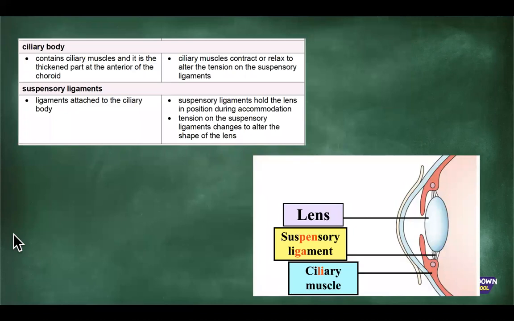The ciliary body contains the ciliary muscles, and it is the thickened part of the anterior of the choroid. The ligaments attached to the ciliary body are the suspensory ligaments. So here you have your ciliary muscle, and there you have your suspensory ligaments. They contract or relax to alter the tension of the suspensory ligaments. So if the muscle contracts or relaxes, it will have a direct effect on the ligaments, and the ligaments hold the lens in place. It also changes the shape of the lens.